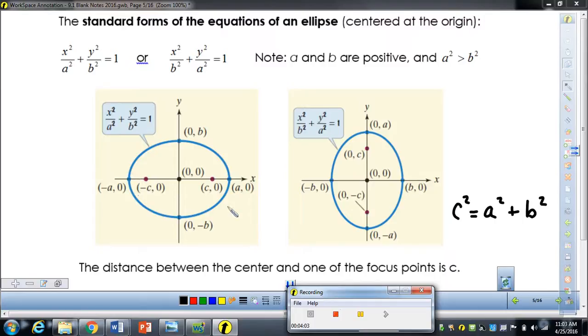If we look here at the diagram, we see here is our center. A is the distance in the x direction. If the a squared is under the x squared, it's the distance from here to here. That's the square root, the positive and negative square roots. And then b is the distance in the y direction from the center going up and down. C is the focus point, and those would be those toothpick locations in that video clip that I showed you.